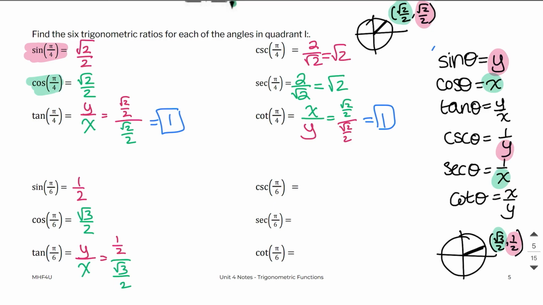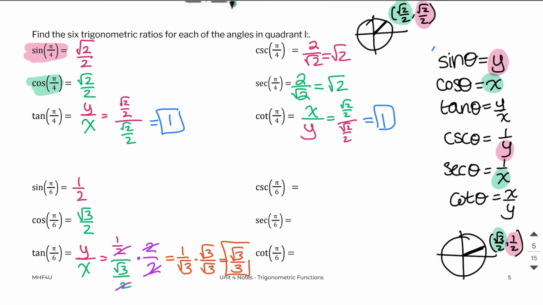Now listen very carefully to this next piece right here. I'm going to simplify this complex fraction by multiplying by the common denominator, which is 2. And when I multiply 1/2 by 2, the 2's cancel. When I multiply root 3 over 2 by 2, those 2's can also cancel. So I end up with 1 over root 3. But I need to rationalize that denominator. So I end up getting root 3 over 3. This is tangent of pi over 6.